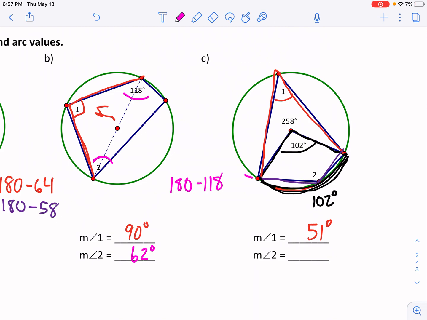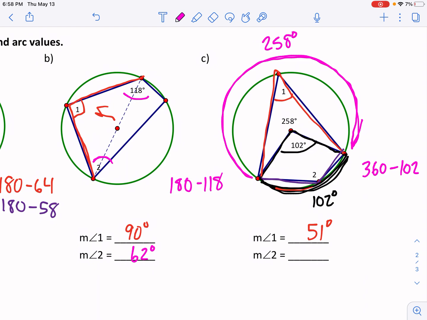I also know that every piece here that remains plus the 102 degrees has to add up to be 360, right? All the way around a circle is 360. So if I take 360 minus 102, that's going to tell me this guy right here. So follow along with me here. If we take 360 minus 102, this would be 258 degrees. So that's actually where this guy is showing up again, which makes sense because this angle is going to be the same as its intercepted arc. So this 258 degrees is the same as its intercepted arc.